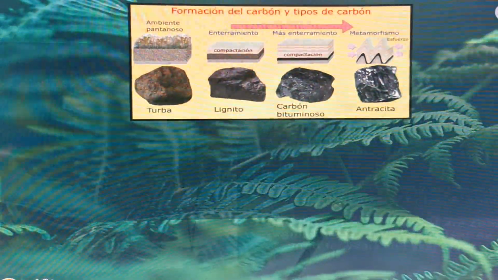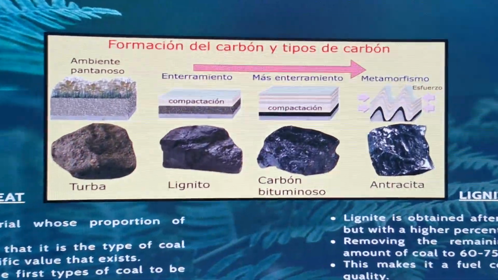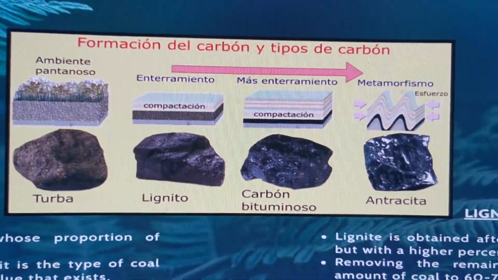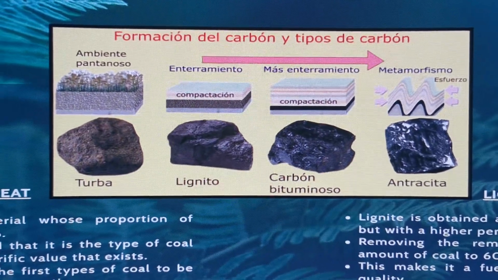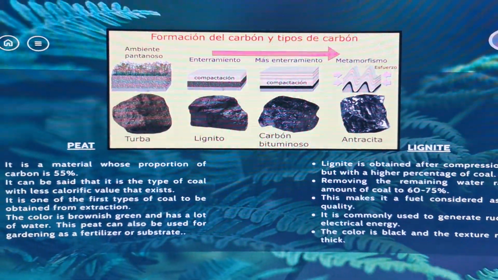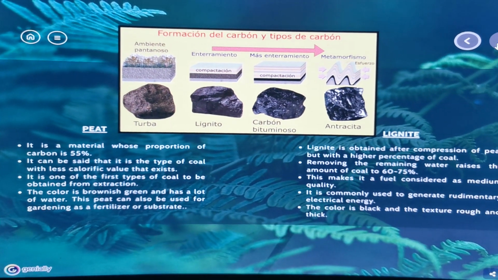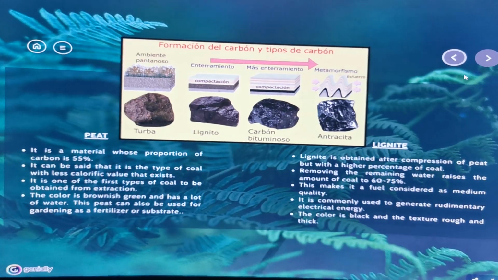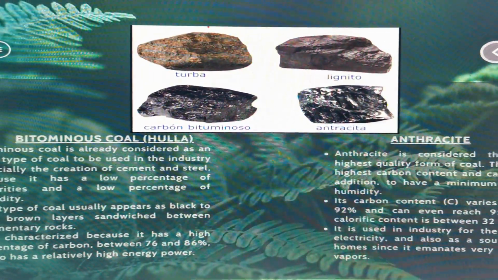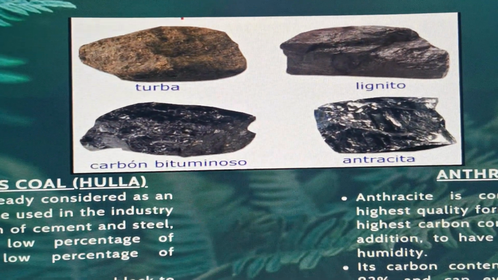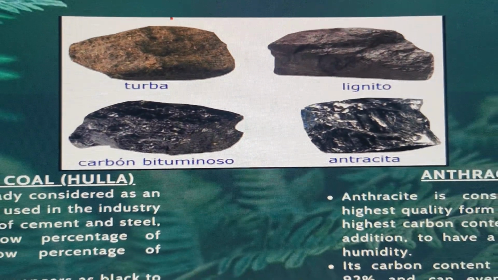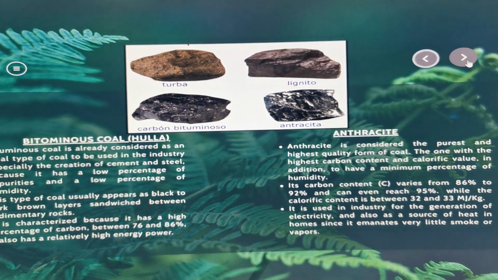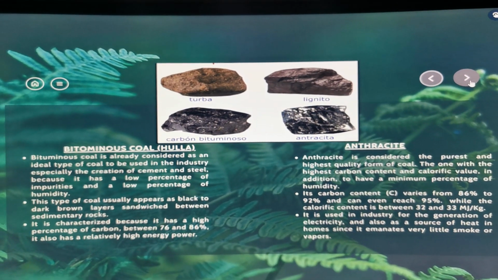Now we are going to talk about the different types of coal. The first one is peat, which has the lowest carbon proportion, 65%, and the lowest calorific value that exists. The second one is lignite, obtained from peat compression but with a higher carbon percentage. The third one is bituminous coal, which has a high carbon percentage and relatively high energy power. And the final one, anthracite, is the purest and highest quality coal, with the highest carbon content and the most calorific value.